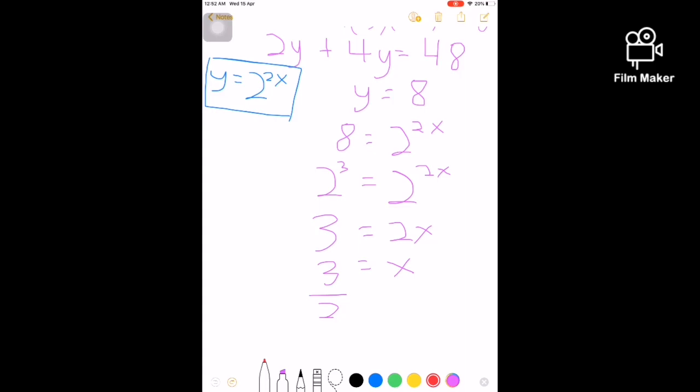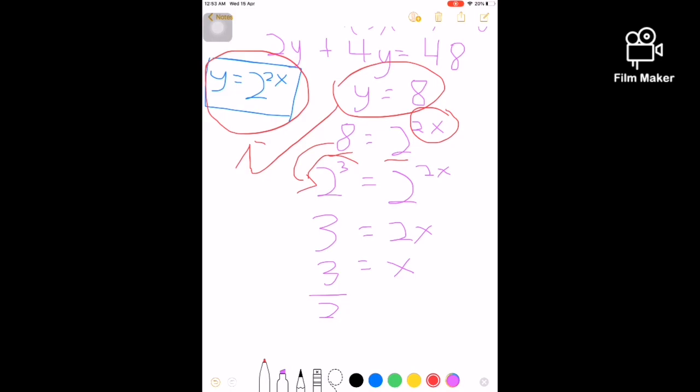Lepas tu kita dah ada y equals to 8 dengan y equals to 2 power of 2x. So kita boleh substitute je y equals to 8 ni ke dalam given tadi tu. So sebenarnya 8 is equal to 2 power of 2x. And kita kena samakan base supaya senang nak kira dia punya indices dia. So 8 tu sebenarnya 2 to the power of 3. So sini sebenarnya kita dah nampak dia dah sama base. So kita bolehlah kira indices dia, which is 3 dengan 2x. So equalkan 3 is equal to 2x and x is actually 3/2.